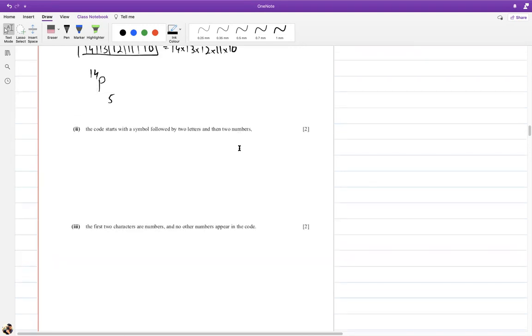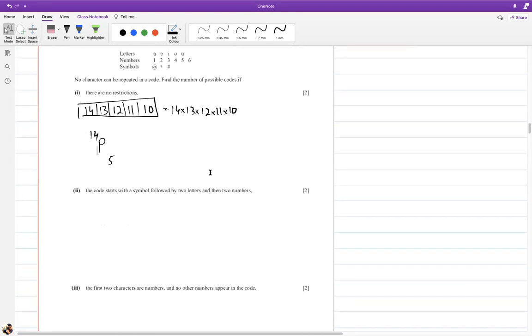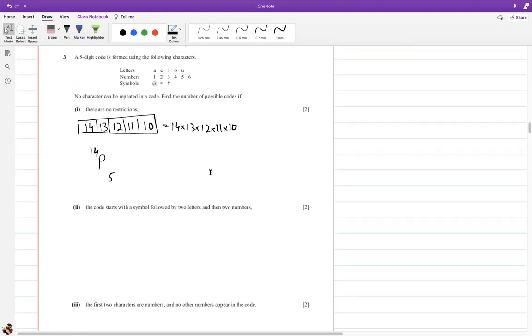Moving on, the code starts with a symbol followed by 2 letters and 2 numbers. Now one thing that they haven't told us is the order, but we can simply use the slot method. On the first slot, I can only choose from the symbols. So I have 3 options.